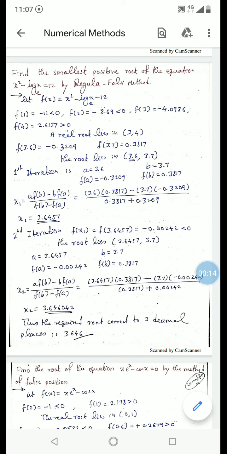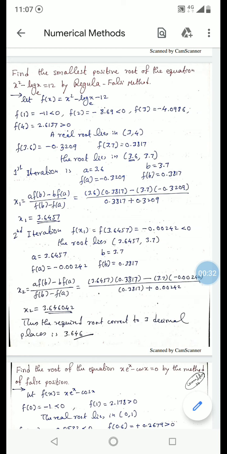Given that f of x equal to x square minus log x minus 12, first we find one negative root and one positive root; alternatively, it may be negative-positive or positive-negative. For that, put x equal to 1, 2, 3 or minus 1, minus 2, minus 3, etc.